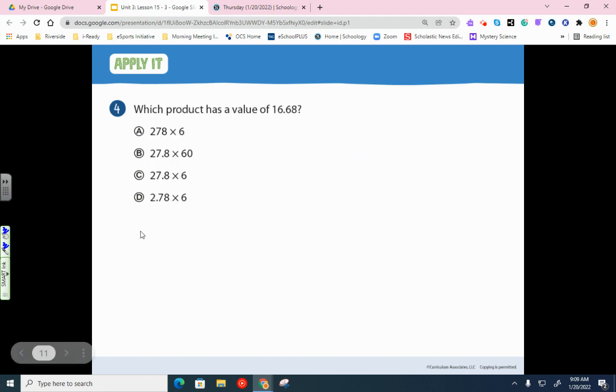All right, for this one, I wanted to try this. Which product has a value of 16 and 6800? So here's what I think we can do. Let's try to estimate. Let's change these numbers for A, B, C, and D so they're easy to work with. So let's try this as 300 times 6, and that's going to give me 1800. That's too big for that one.